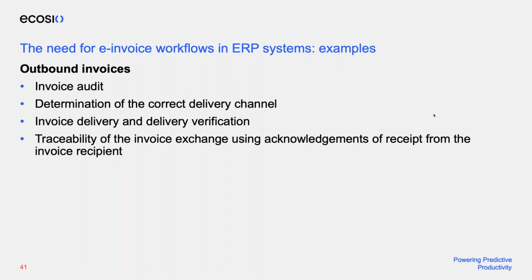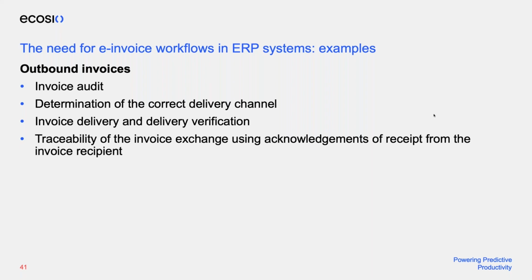These workflows, for instance, include for outbound invoices, the invoice audit. So before invoices are being sent, they must be approved. You need to determine the correct delivery channel. So it's no longer snail mail and paper. Obviously, it could be email or PayPal or any other transmission protocol. Then invoice delivery and delivery verification has to take place.